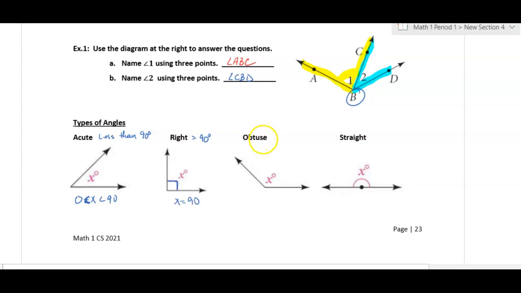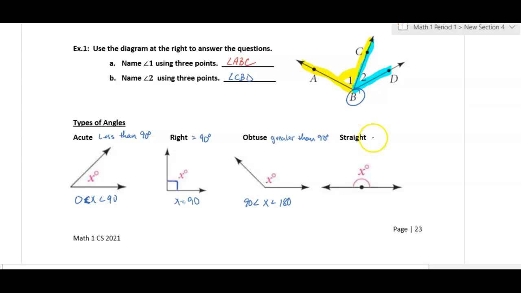Now, an obtuse angle is basically an angle whose measure is greater than 90 degrees. So we basically say x is greater than 90, but less than, you got to remember, if this line goes all the way down to make a straight line, less than 180 degrees. Okay?